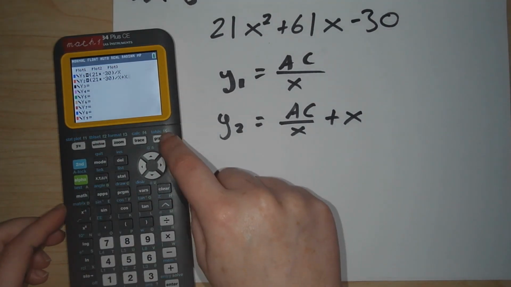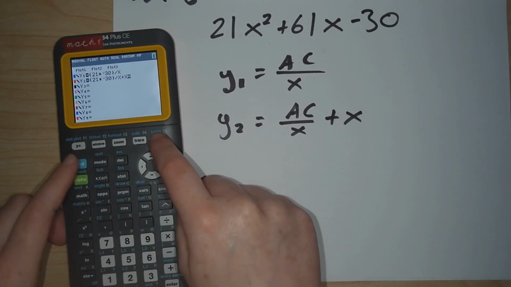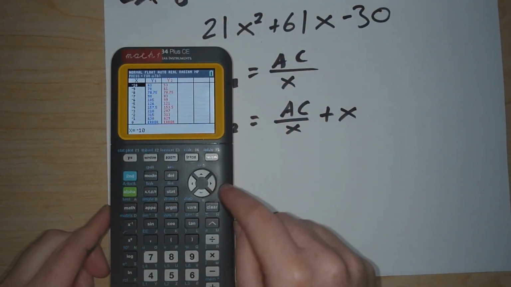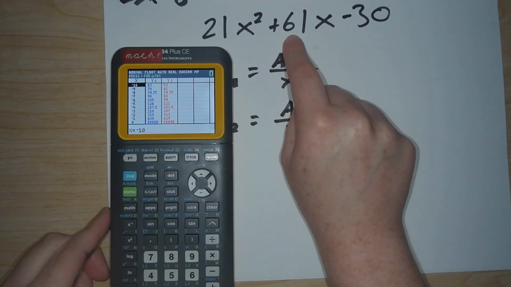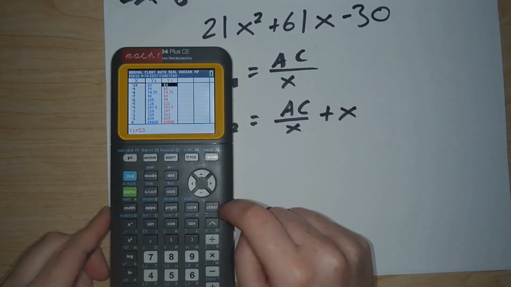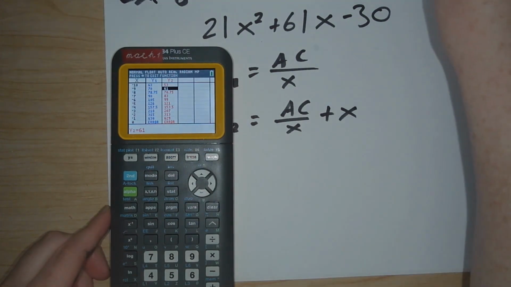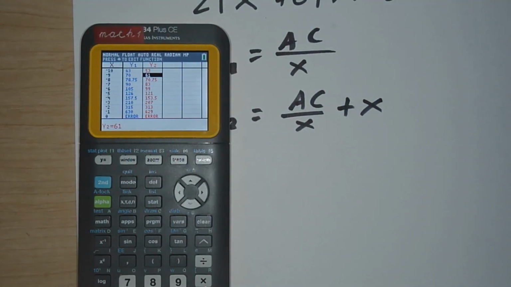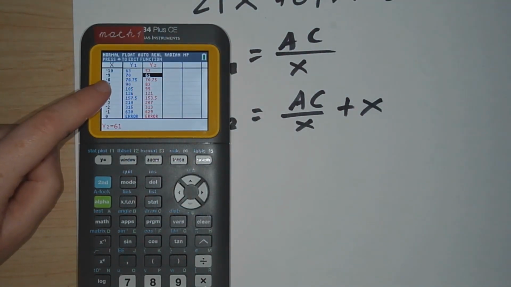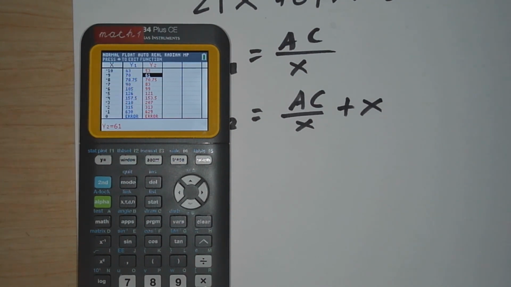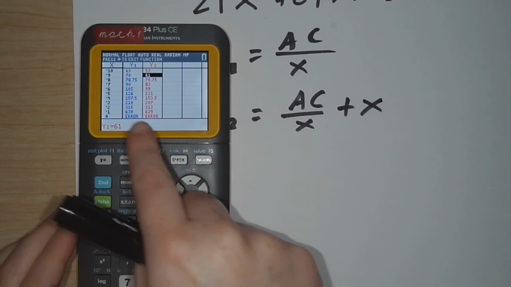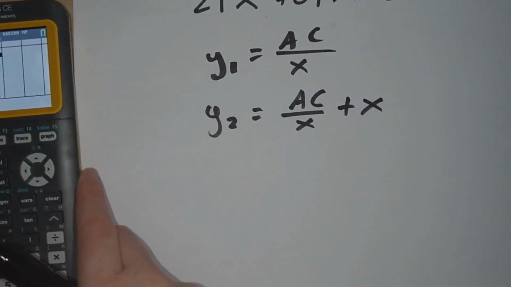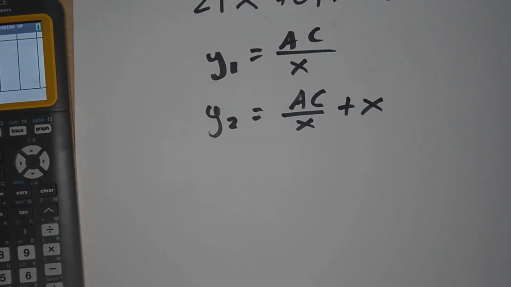And then we're going to go to table, which is up here, so you'll press second graph, and you will get a long table here. Now we're going to look for this number right here, our b, our 61, in y2. We have 61 right here, and we're going to look at the other numbers. So we have negative 9 and 70. And what this tells us is that we can break it down by factoring by grouping by using this negative 9 and 70.